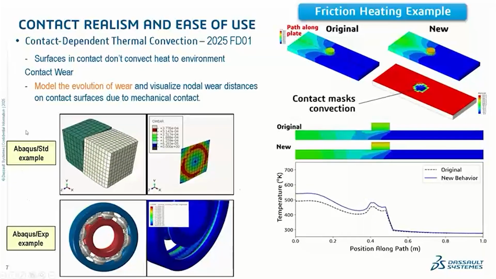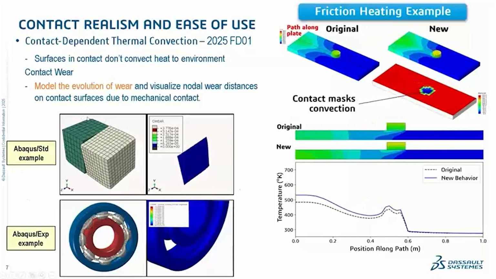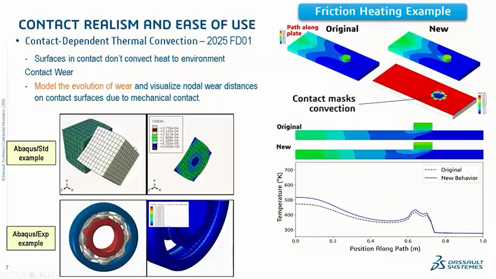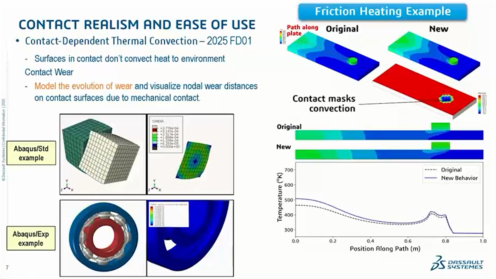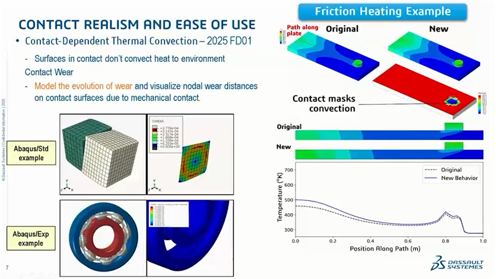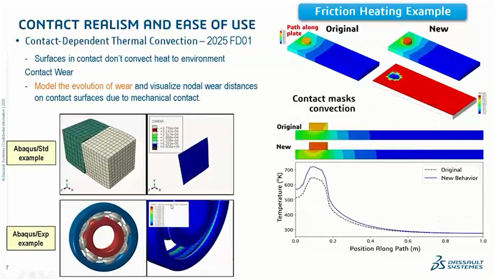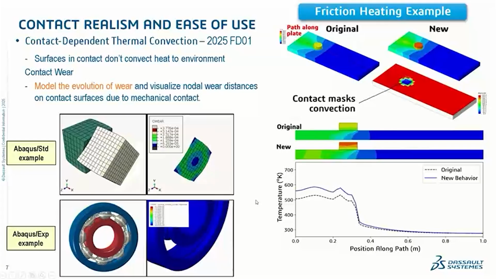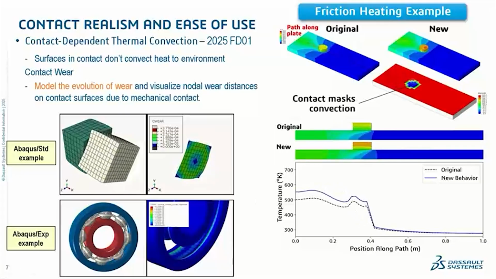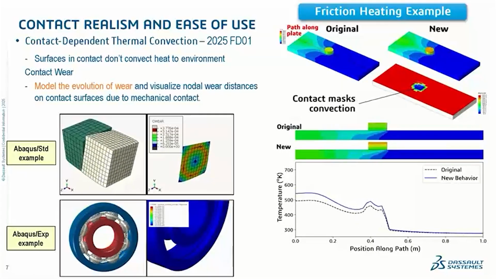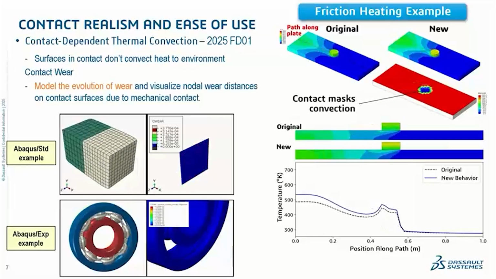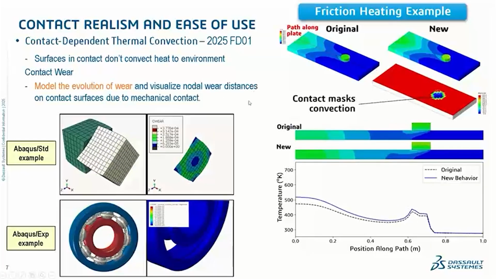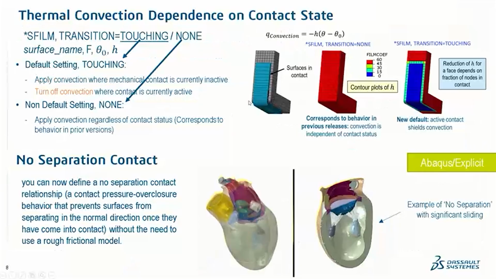And the other example is the contact wear. So now you can model the evolution of wear within CAE, and you can also look at the output for the wear definition, and that can be taken into account. You can also output those results as well. So that's into the contact, global band bonding.